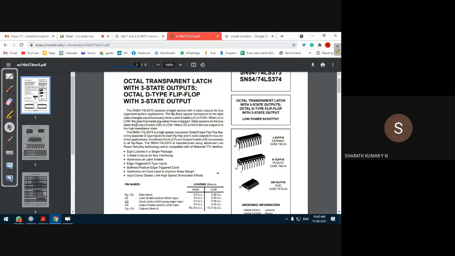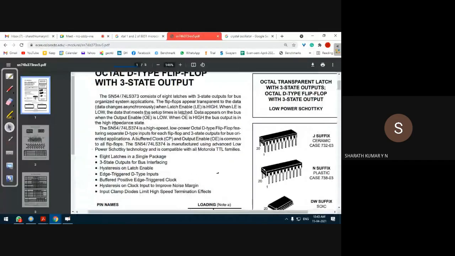Output enable. Look at this, guys. I think you are not able to see this. Let me zoom in. Data appears on the bus when the output enable is low. From where does this output enable come, guys? Output enable comes from ALE, address latch enable. When OE is high, the bus output is at high impedance. That means if this input is set to 1, then the bus output is in the high impedance state. That means it does not carry any information.